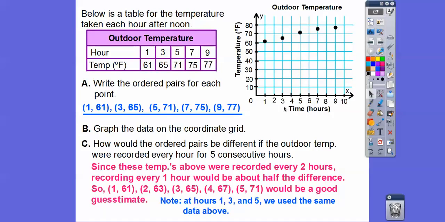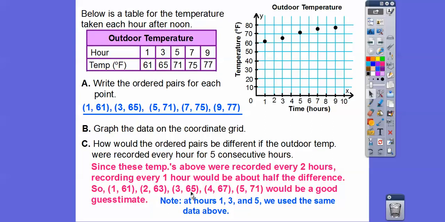Okay, so since these temperatures were recorded every 2 hours, recording every 1 hour would be about half the difference. So instead of going up 4 right there, we go up 2. So 61 plus 2. So here's the first point. It's the same as that first point right there. Notice the third point is the same as 3 hours right here. And notice the 5th hour is the same as this 5th hour right here. But instead of going up by 4, we go up by 2. So 61 plus 2 is 63.